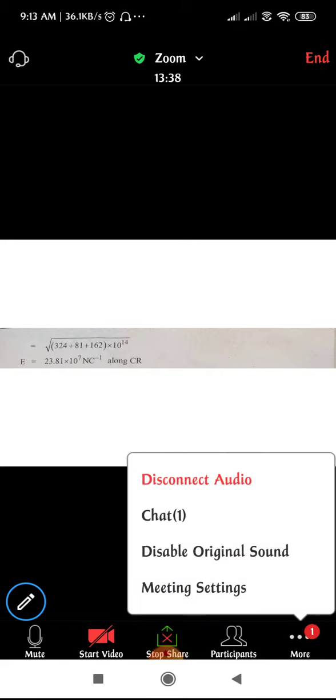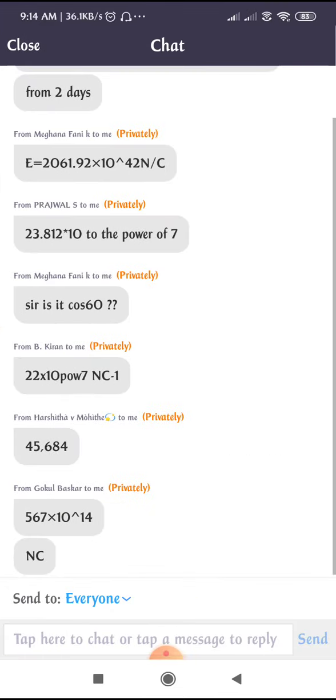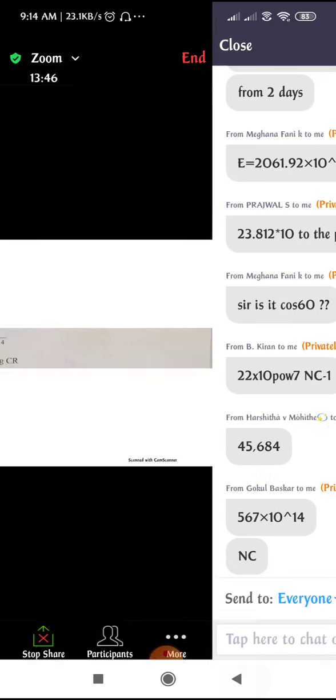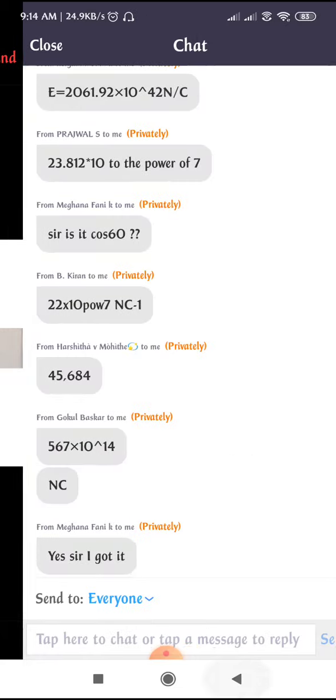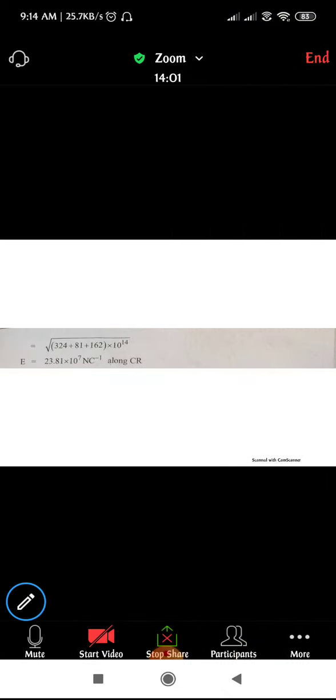Okay, Gokul, again your answer is wrong. Just go through that. See, the answer has been displayed on the screen. E value comes out to be 23.81. Okay, Meghana. Yes, sir, I got it. Okay, fine. Yes, others, please do check the answer. Verify the answer. What did you get?